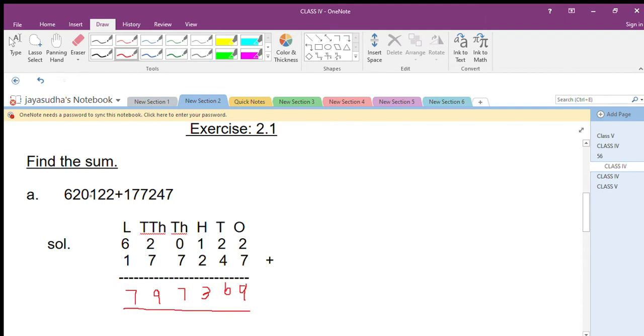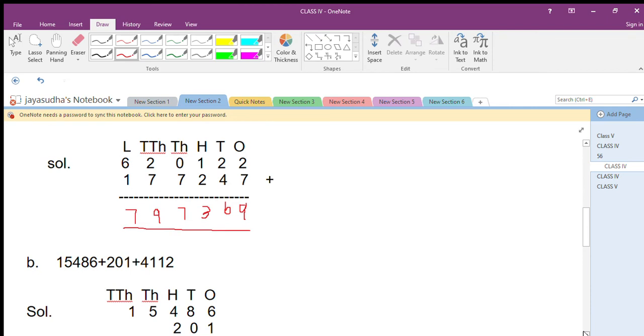First you arrange the numbers according to the place values. Start writing the numbers from the ones place onwards: first the ones place, then tens, hundreds, thousands, 10,000s, lakhs. Like that only you write the numbers. First you arrange the numbers column wise, then we add in the next step. Okay, now move on to the second sum.